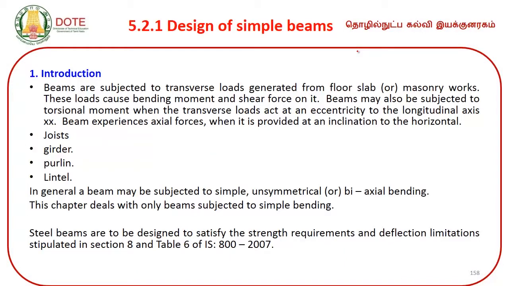And again a purlin is a member which takes care of the roof load in the steel roof trusses. And again a lintel is a small sectional size of a beam which is provided over the openings, internal as well as external openings, maybe the door opening or the ventilator opening or the windows opening, etc. And these beams are to be designed for the strength requirements and the serviceability requirements, namely deflection limitations as stipulated in section 8 of table 6 of IS 800/2007.